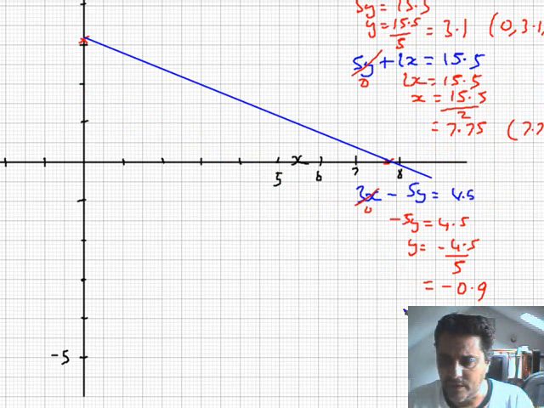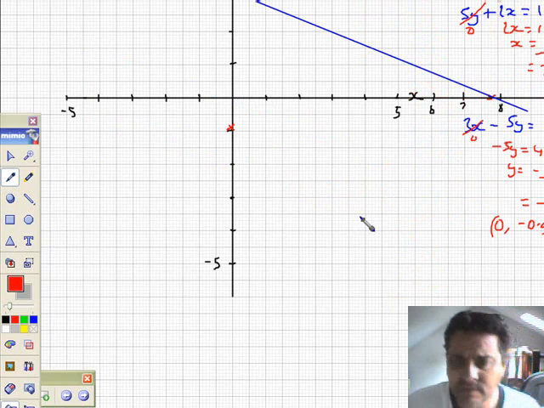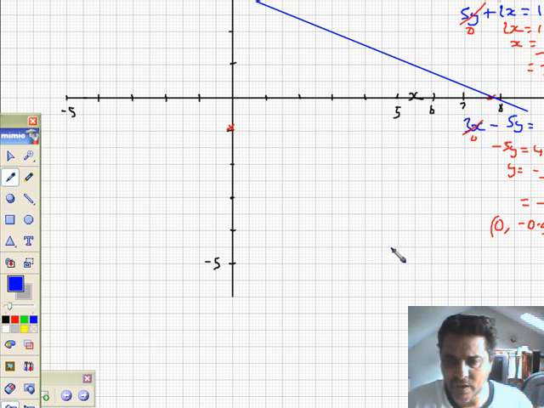So what have I got then? I've got the coordinate 0, minus 0.9, so that's that one. So 0, minus 0.9 will be right here. It's near enough. Let's just do another one. Revert to blue and just work over here somewhere.